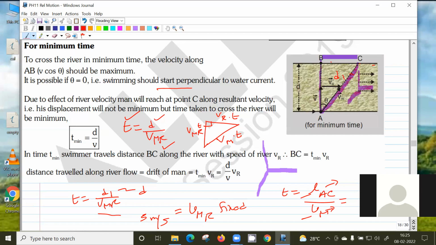Velocity of man with respect to river is the swimmer's capability, that will be known, and d is the distance between the banks, that also should be known. From that, we can know the time taken for the man to cross this bank. Once t is known, velocity of river is known, so we can find velocity of river into time. So that is, drift is known. Okay, that's what's written here. BC is the time into the velocity of river.